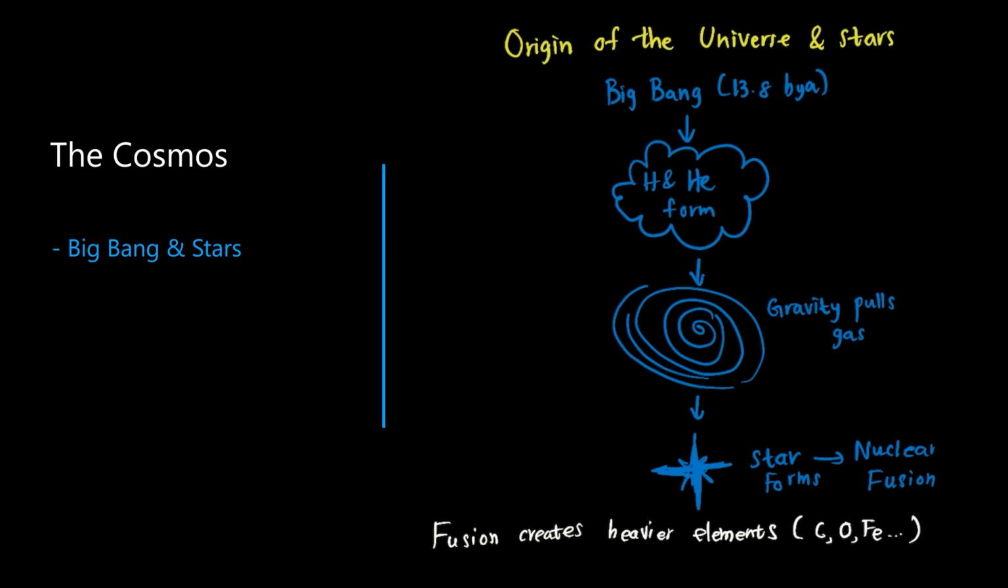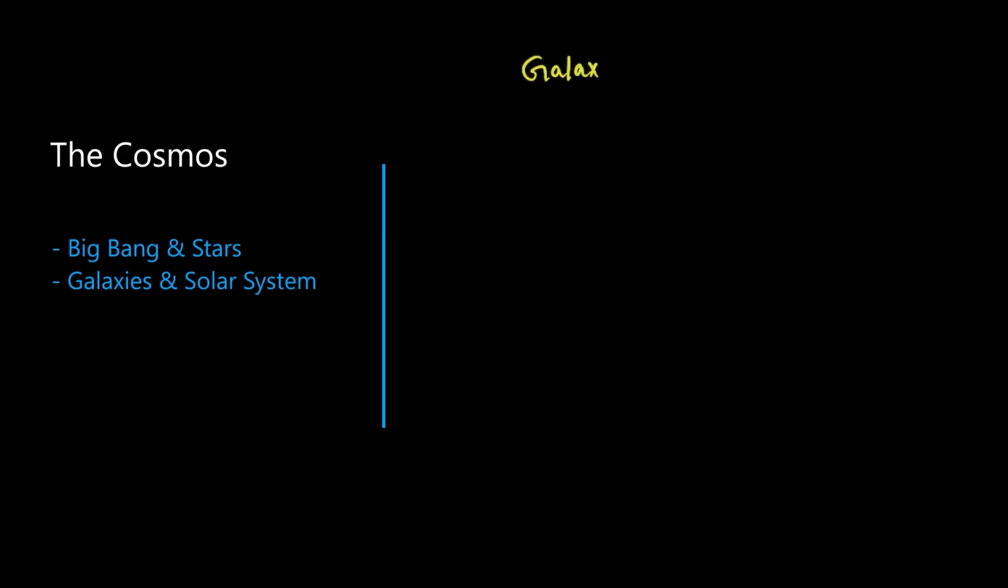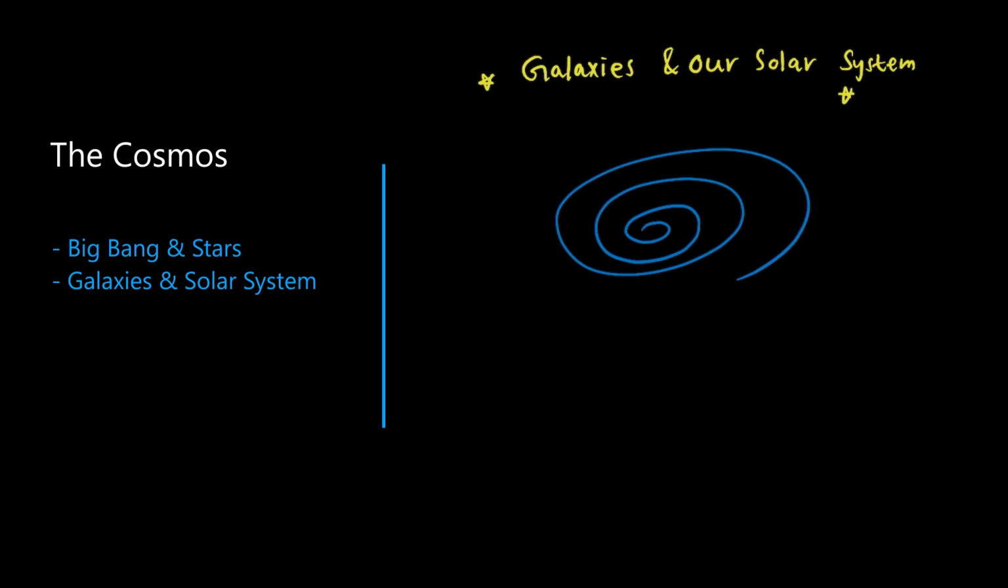All the heavier elements in the universe, like the carbon in our bodies and the iron in our blood, were forged inside stars through nuclear fusion over billions of years. These stars are not scattered randomly throughout the universe. They are clustered together by gravity into enormous structures called galaxies. Our solar system is part of the Milky Way galaxy, which contains hundreds of billions of stars, and there are hundreds of billions of other galaxies in the observable universe. At the centre of most large galaxies, including our own, lies a supermassive black hole, an object with such immense gravity that not even light can escape.